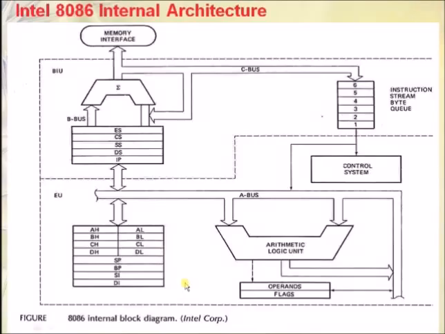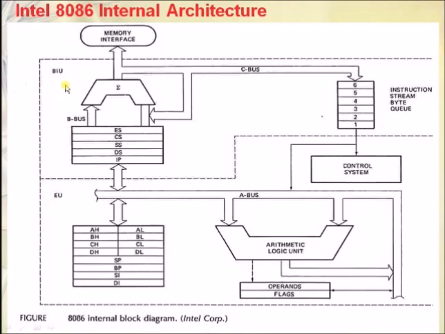Now this is the internal architecture of the 8086 processor. As you can see here, this is the area where we interface the external memory to the microprocessor, that is 1 MB of external memory. Now this complete architecture is divided into two parts. One part is named BIU and the other is named EU. BIU is the bus interface unit and EU is the execution unit.